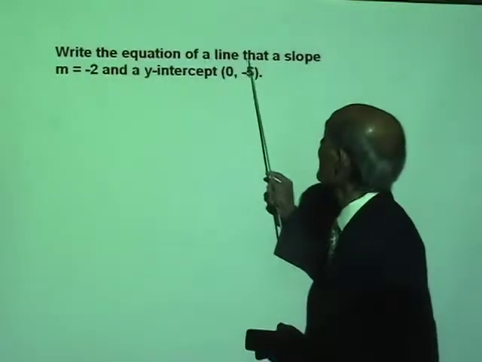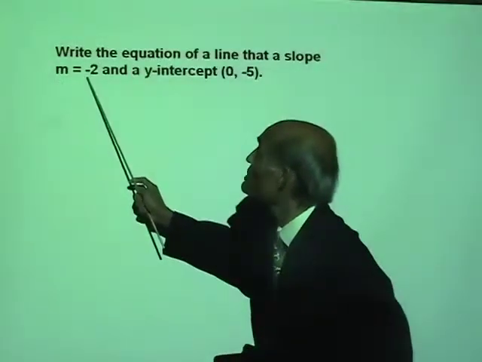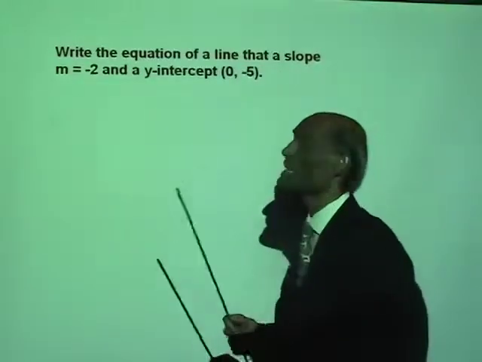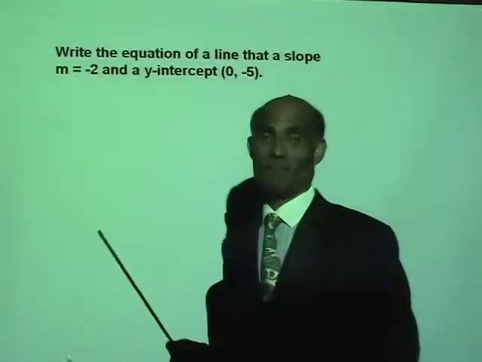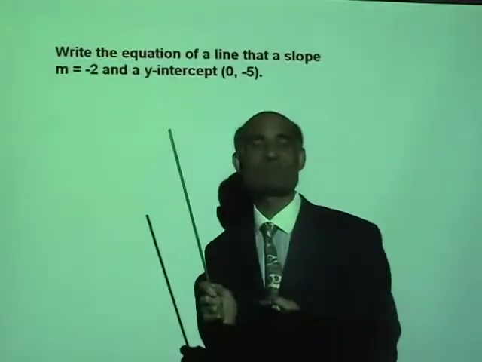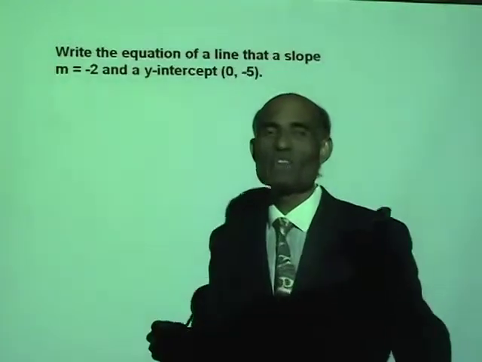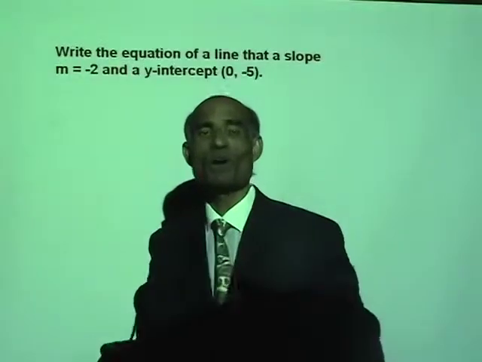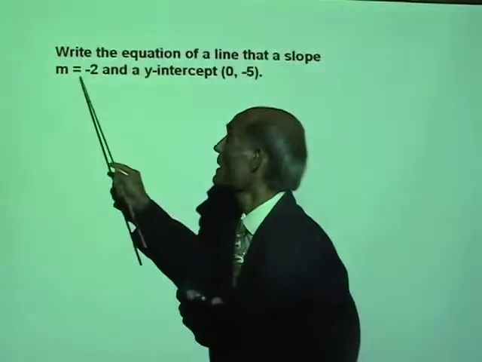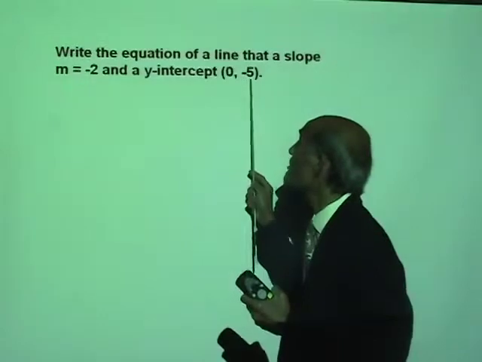Write the equation of a line that has a slope m equal to -2 and a y-intercept 0, -5. Well, I have given you the slope, I gave you the y-intercept. Can you write down the equation? What is the general equation in the slope-intercept form? y equal to mx plus b. m is given. What is the value of b? b is this -5.